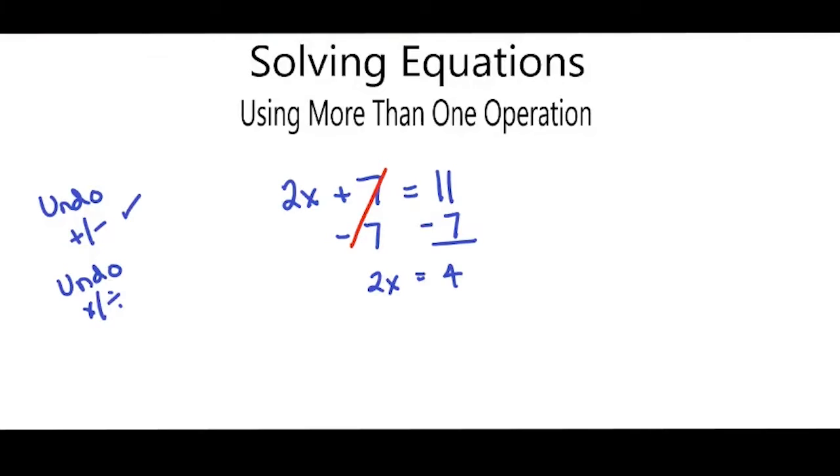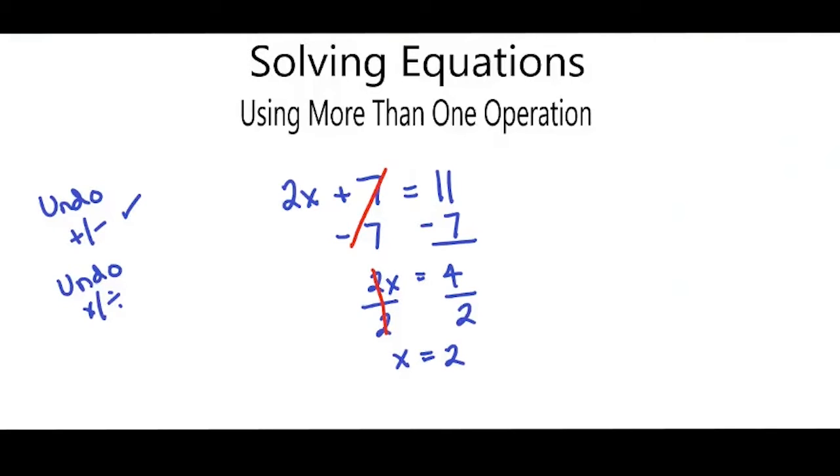So now I'm done with the adding and subtracting, but now I need to undo multiplication and division. And here I have a 2x. Remember that 2x means 2 times x. So I will undo that multiplication by dividing both sides of the equation by 2. And what that does is it cancels these 2s, leaving me with x on the left side of the equation. And now 4 divided by 2 is 2. So now I have x equals 2, and I need to check it.